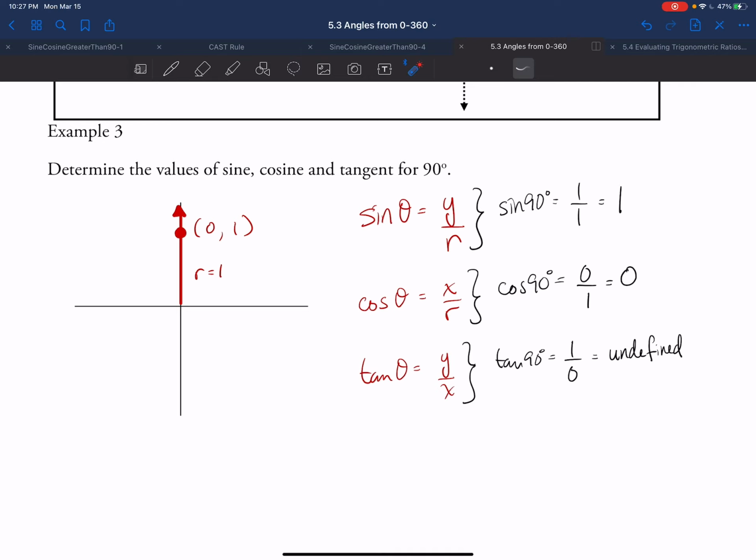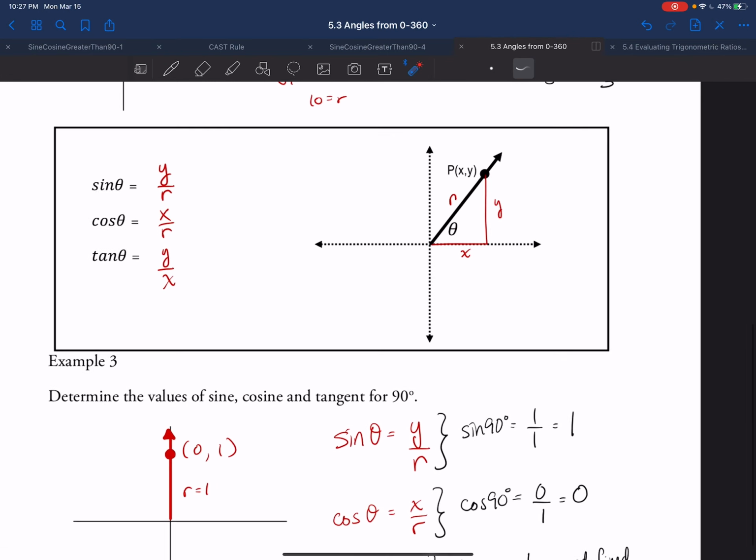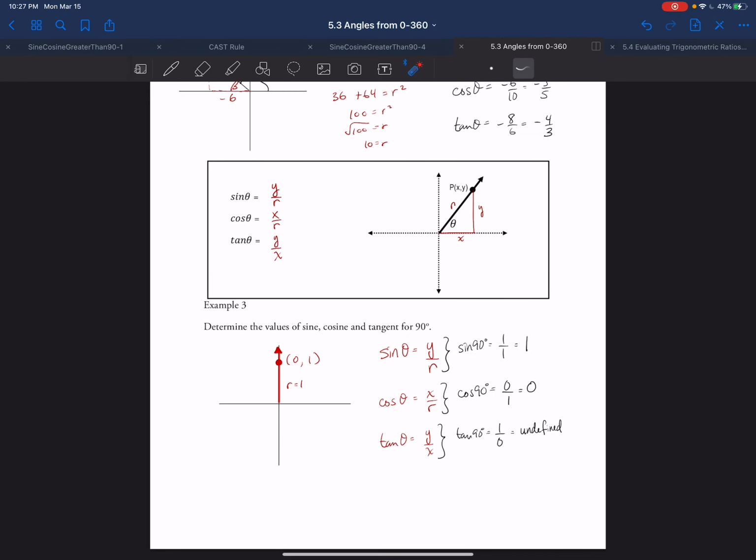So even though you can't make that triangle, like we do in all the other ones, you can still figure it out.